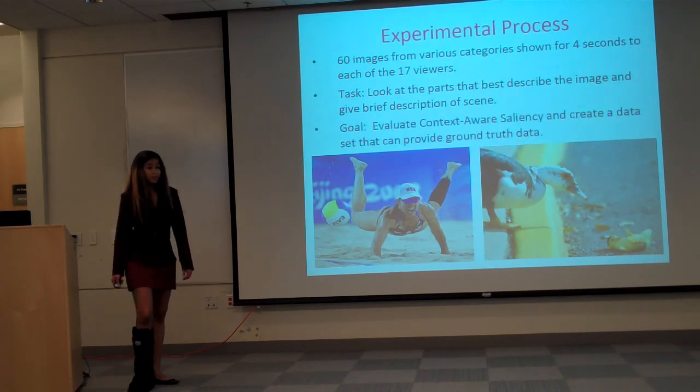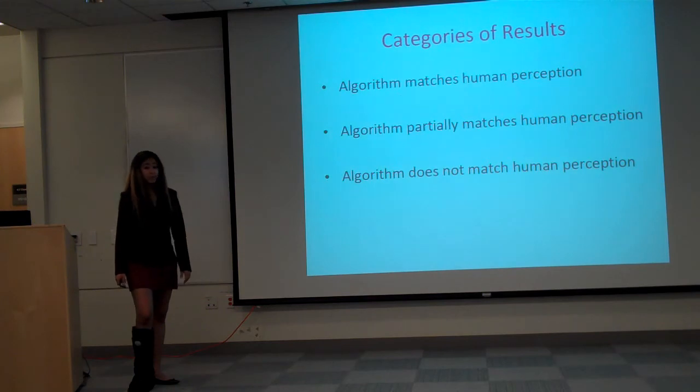Our goal is to see if the data that we find from them looking at the image would match the data that we get from the algorithm. I found that the results came in 3 categories: where the algorithm matched almost perfectly the human attention, where the algorithm matched part of the picture, and where it just didn't match human perception at all.